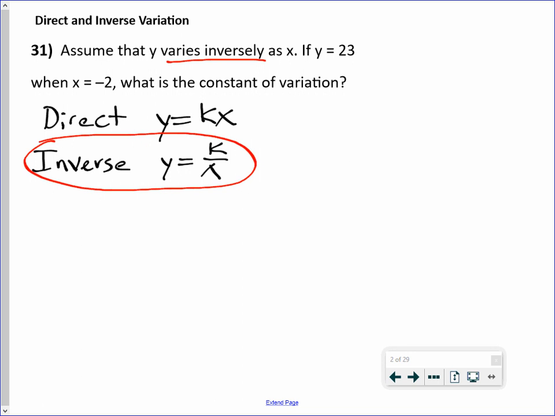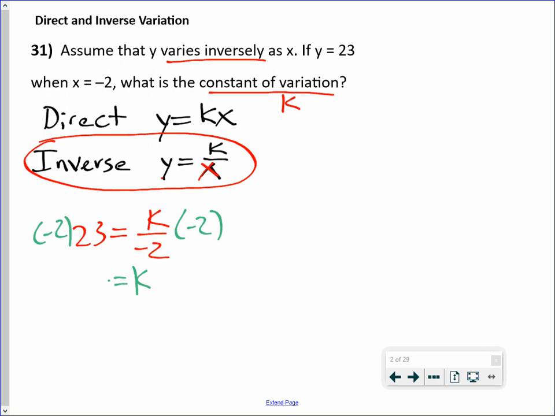And so we just plug in. If y is 23 when x is -2, right? Plugging in for y and x, what is the constant of variation, which is k? So all we would do is multiply both sides by -2, and we get k equals -46.